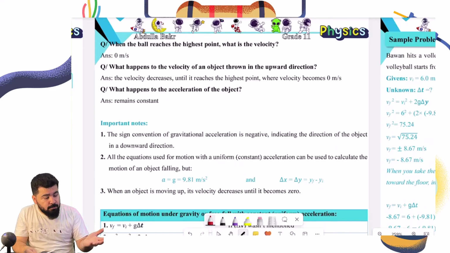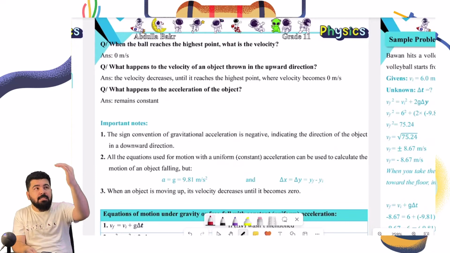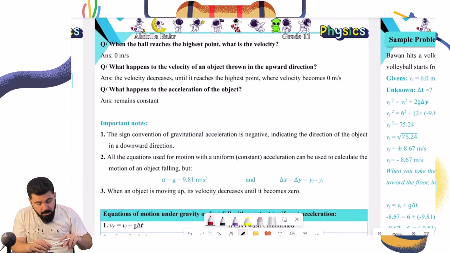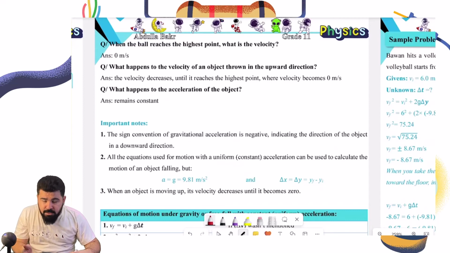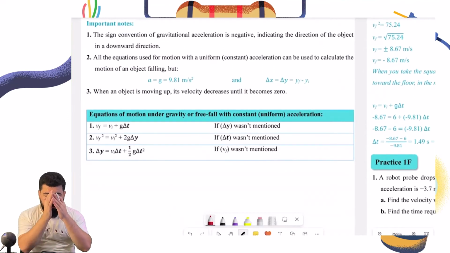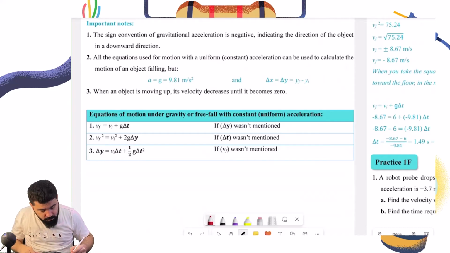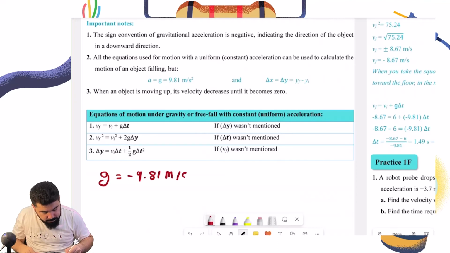When the ball is thrown in the air, the velocity is going to slow down until it reaches the highest point where the velocity becomes zero. Acceleration is 9.81 meter per second squared, okay? It's constant and it doesn't change. An important point here is that when we talk about gravitational acceleration, we're going to say g is equal to negative 9.81 meter per second squared.